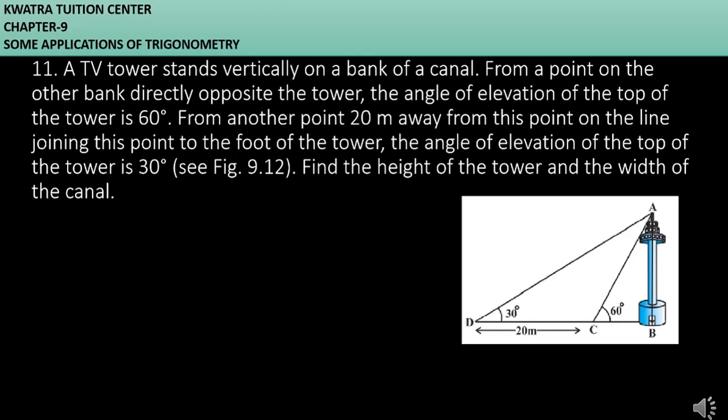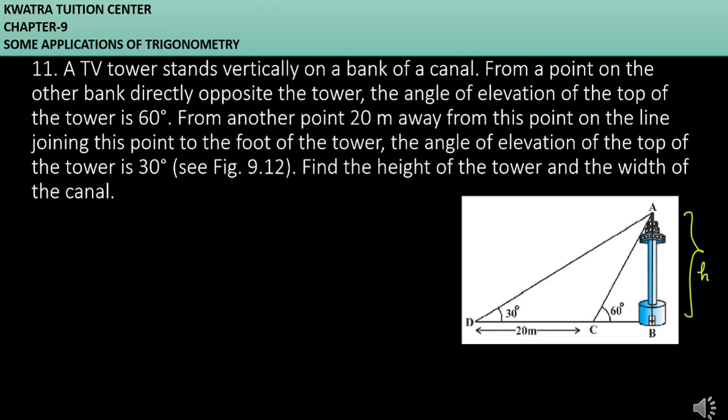Let's start with question number 11. It says a tower stands vertically on a bank of a canal. There is a point on the other bank directly opposite to the tower. So, this tower is your AB. And in this case, we have to find the height of the tower. So, this is unknown for us.